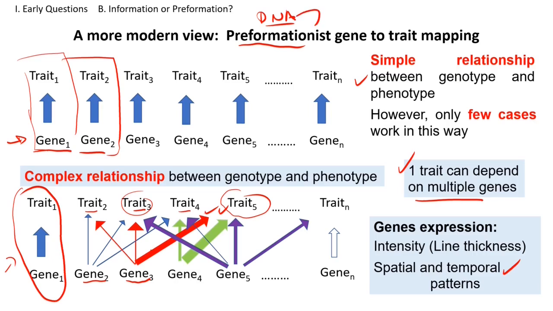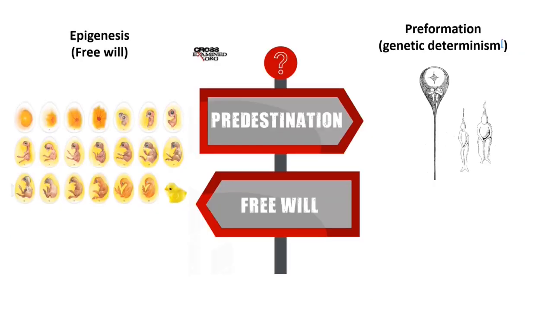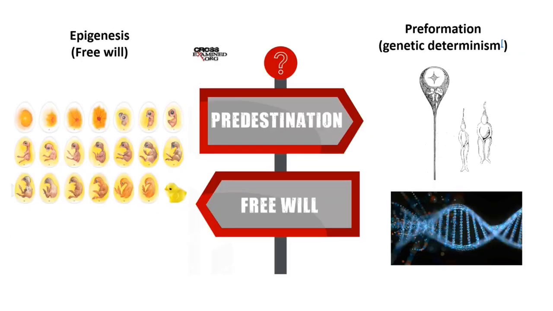So this complete preformation is actually not true. And in class we will discuss this idea of predestination, this genetic determinism, versus the idea of free will, and we can start thinking about mechanisms and in which cases we have one or in which cases we have the other one. And this is all for today.